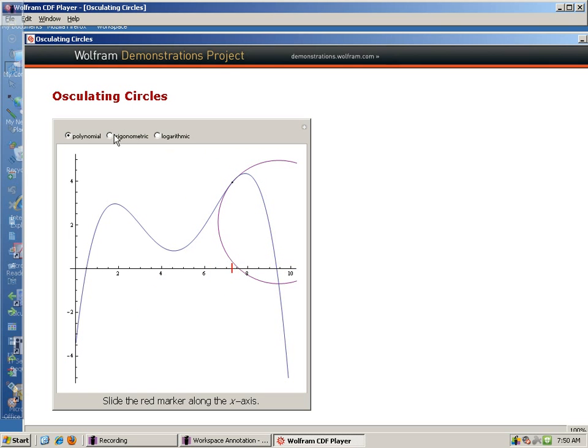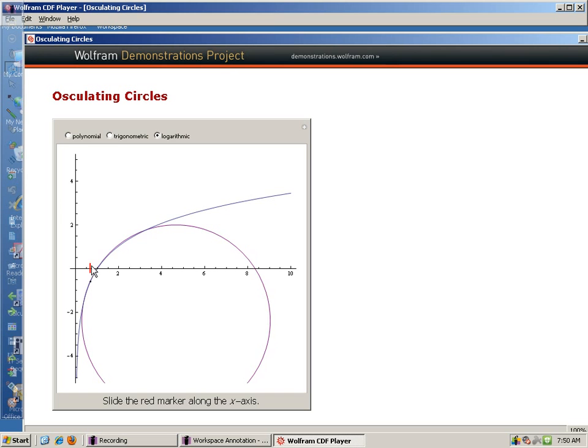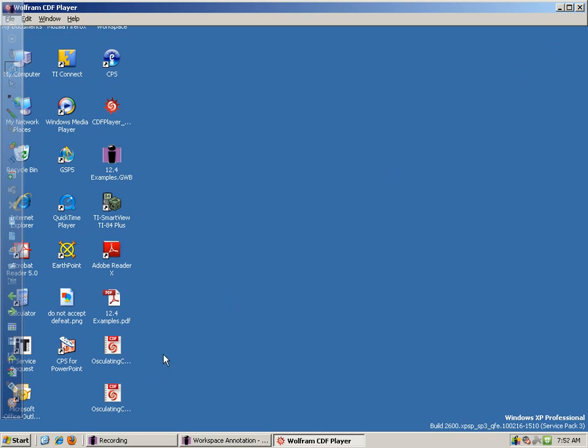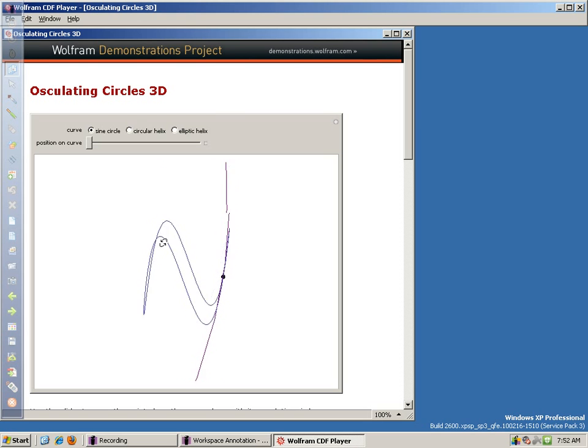And here's a trigonometric curve. And there's our osculating circle. And here's a logarithmic curve. Not as interesting. The next one is really interesting because those were plane curves. This one's a curve in space. So if I turn it around, you can see the curve.